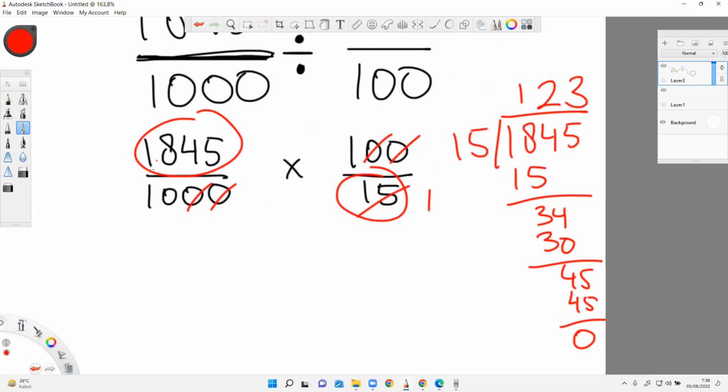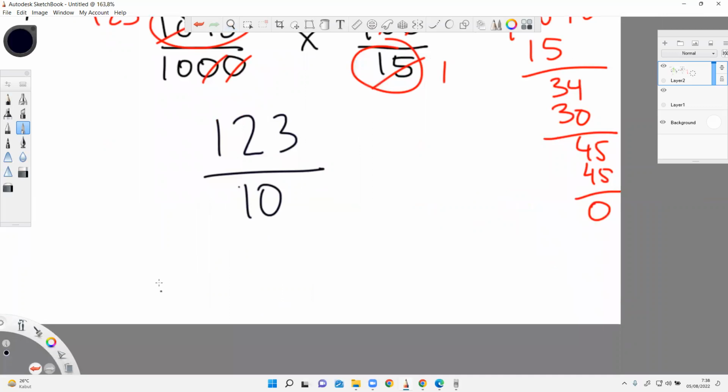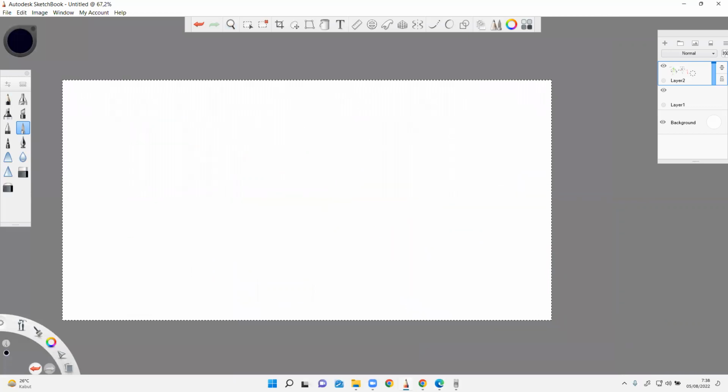Okay, cross 123. So the answer will be again 123 times 1 is 123 itself over 10 times 1, 10 itself, right? The decimal on this part, right? Because one decimal place. That's it, guys, for decimals.